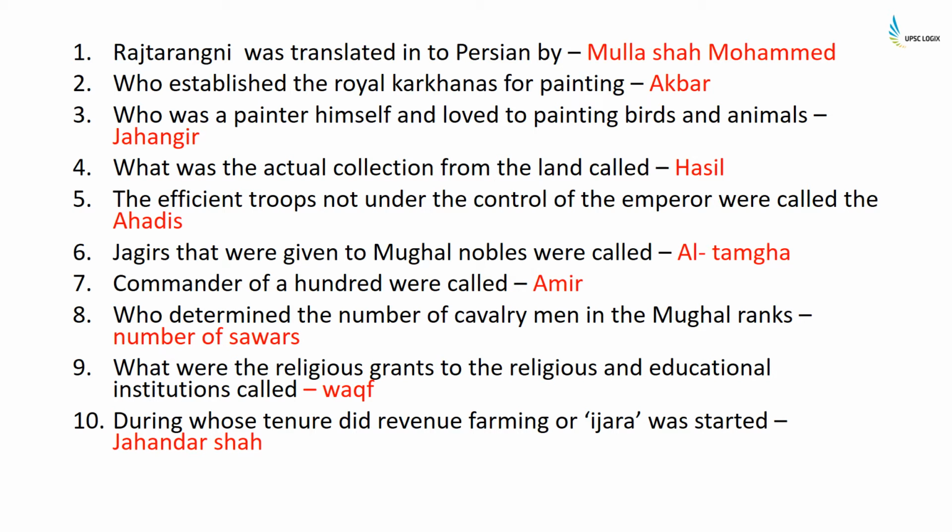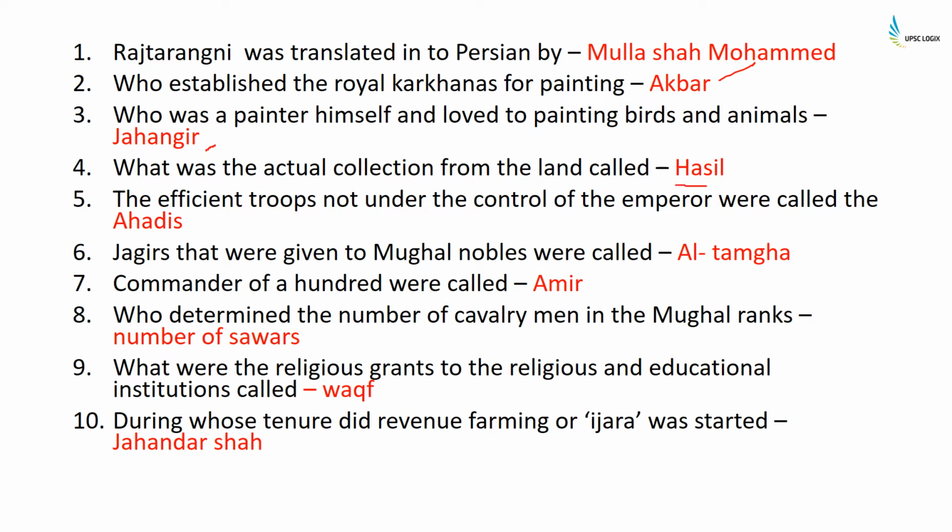Ras Tarangni was translated into Persian by Mullah Shah Muhammad. Who established the royal karkhanas for painting? Akbar. Who was a painter himself and loved to paint birds and animals? Jahangir. What was the actual collection from the land called? Hasil.